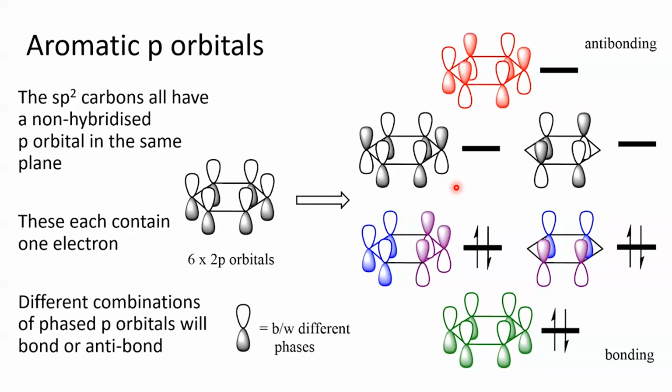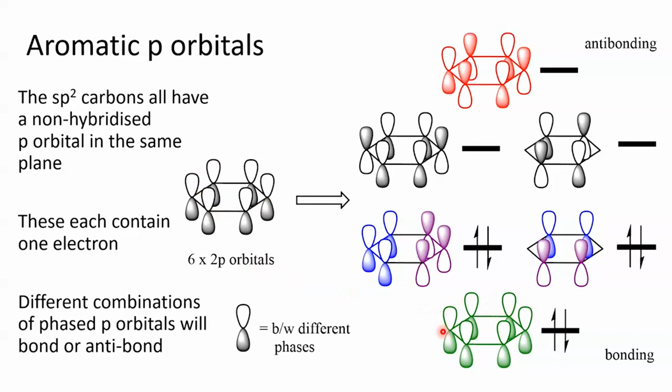Final example, we need to consider aromatic p orbitals. In this situation, the sp2 carbons all have a non-hybridized p orbital in the same plane. So effectively, all of these p orbitals are aligned such that they can overlap or delocalize. Each of these p orbitals contains a single electron, and we have different combinations of phased p orbitals that either bond or anti-bond. So here we have our examples. So if we have our 6 2p orbitals, that means we have 6 electrons to play with.